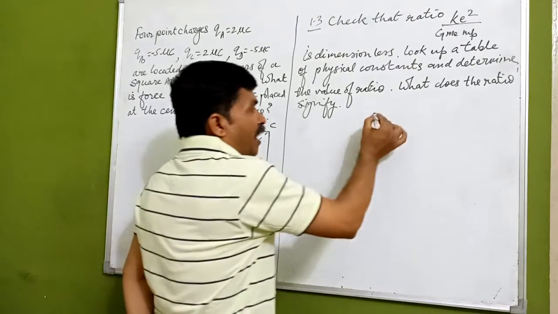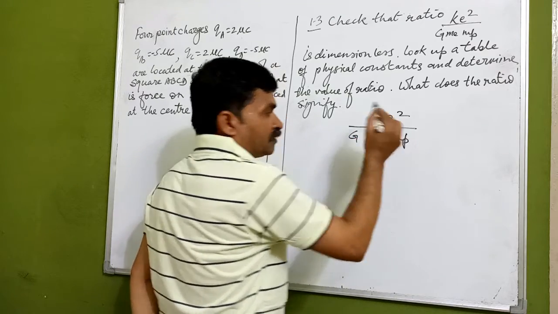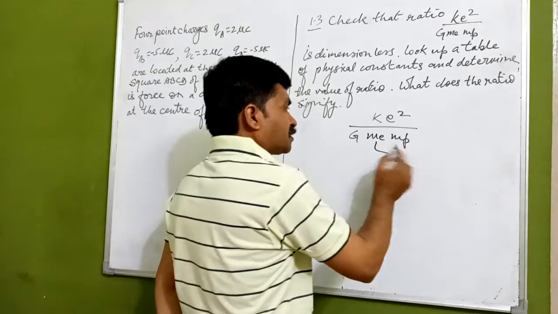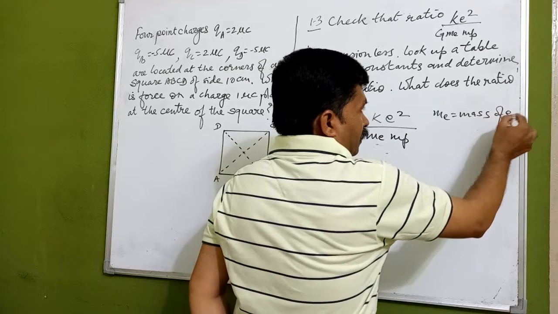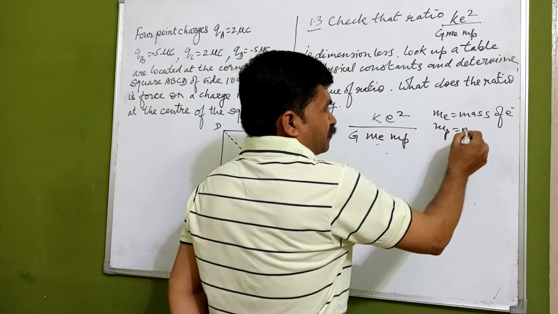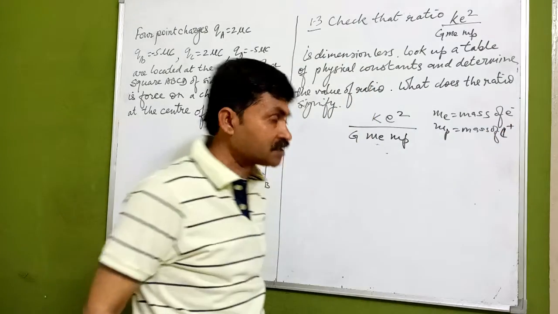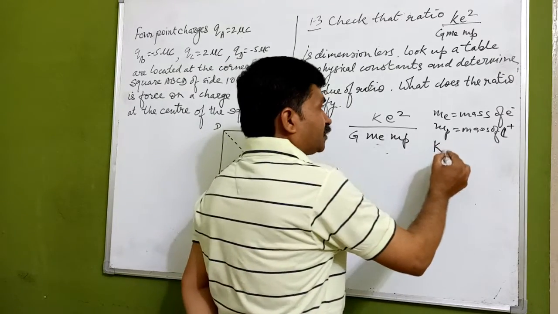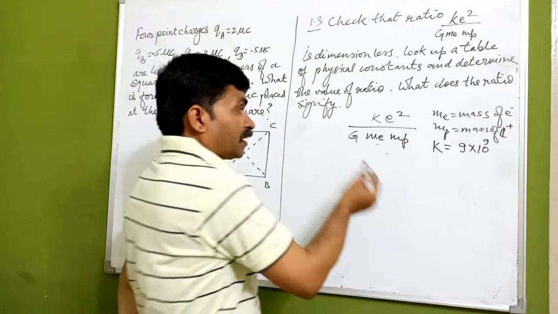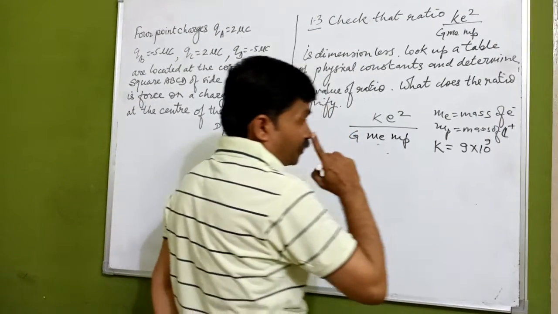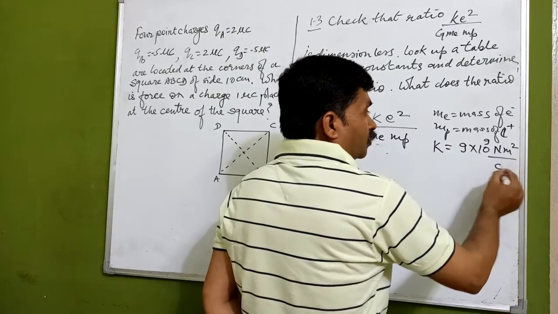Now see here, Ke square upon G me mp. Here, me is the mass of electron, I can write it here like this, and mp is the mass of proton. Now K, the constant which we know, is 9 into 10 raised to the power 9 Newton meter square upon Coulomb square.